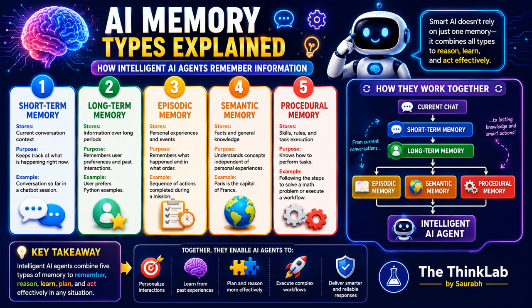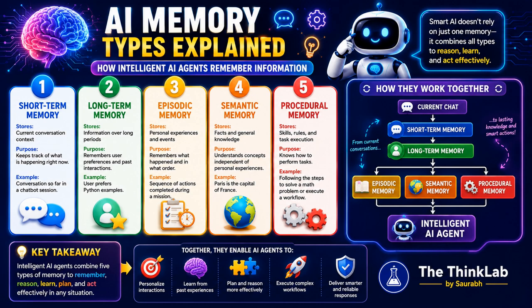The second one is long-term memory. Long-term memory stores information for future use. Unlike short-term memory, this information can remain available across multiple conversations. For example, if you always prefer Python examples, an AI assistant with long-term memory can remember the preference. So next time you ask for coding help, it will automatically explain using Python. Long-term memory helps AI provide a personalized experience. This is one of the key technologies behind intelligent digital assistants.